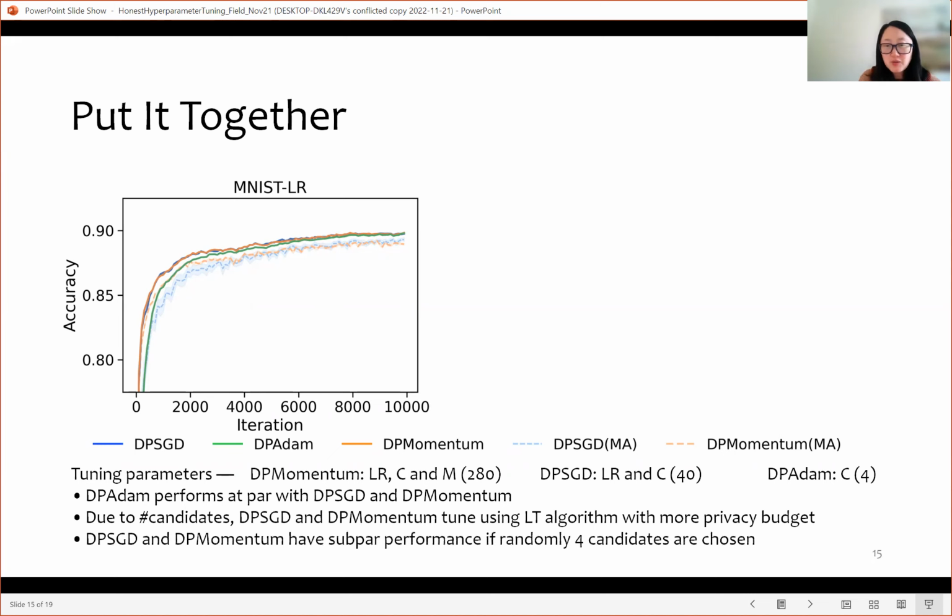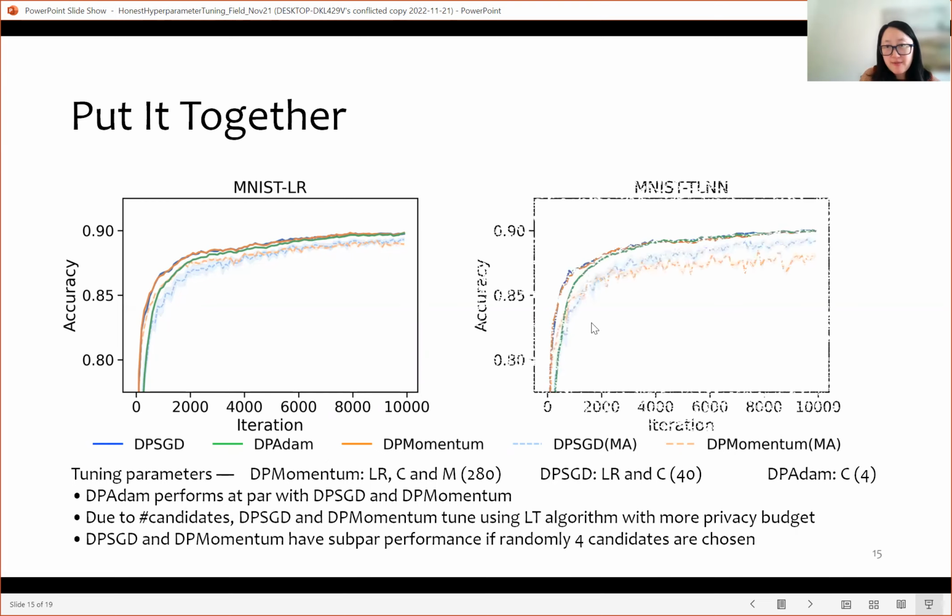Right, so we randomly choose 4 candidates, but in some favor to the DPSGD and DP momentum methods. We can see the resultant accuracy of the model is not as good as DPAdam, given the same amount of privacy budget. Right, so the accuracy of these 2 methods under the same privacy budget is indicated by their dotted lines here. And the same results can be found when we are training a neural network as well.